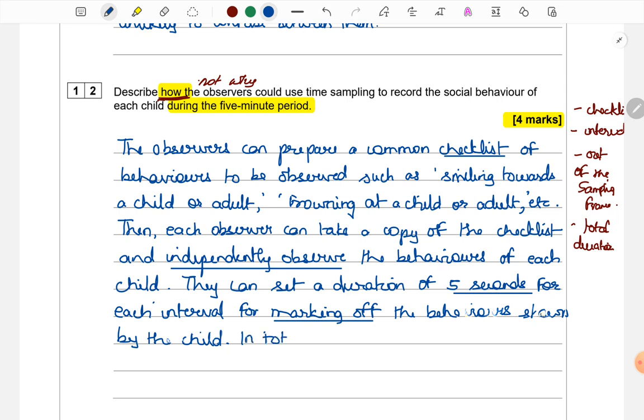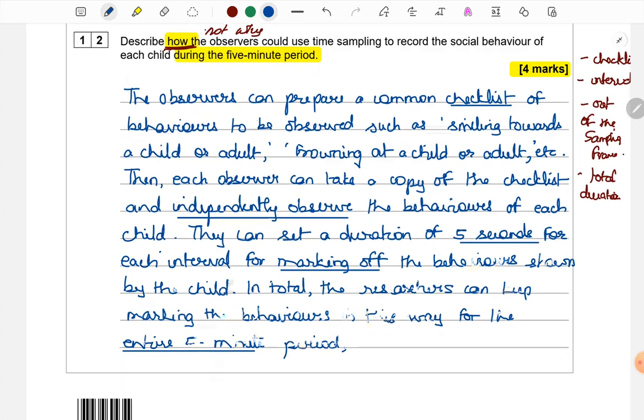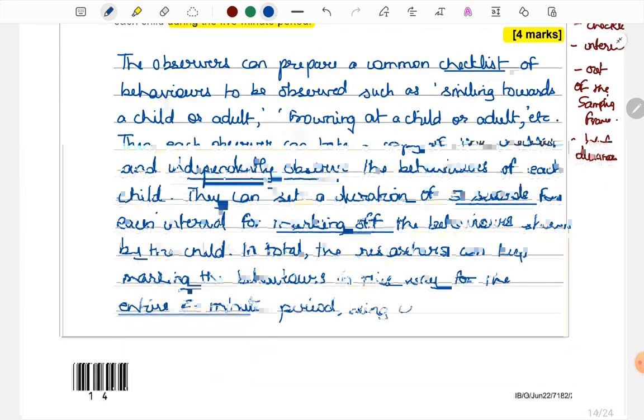In total, the researchers can keep marking the behaviors in this way for the entire 5-minute period, being careful not to mark any behaviors shown in between the intervals.